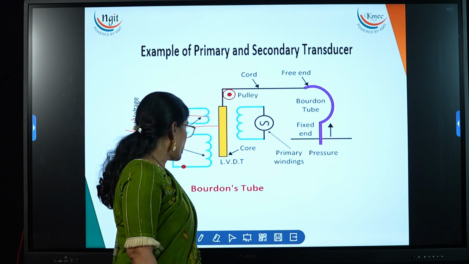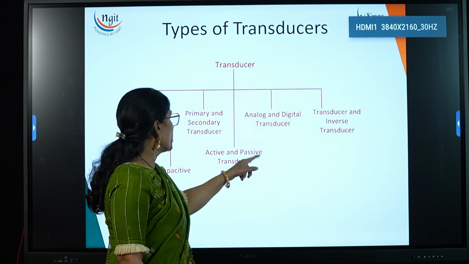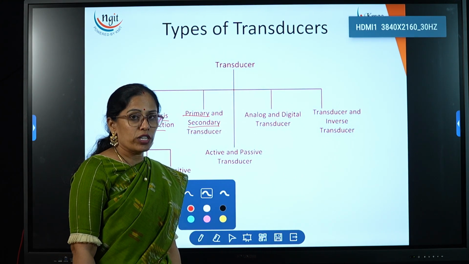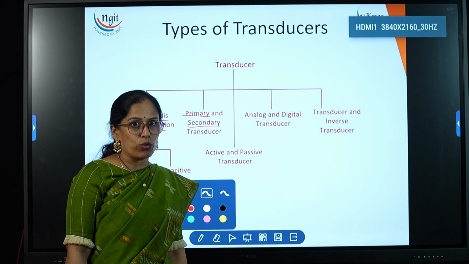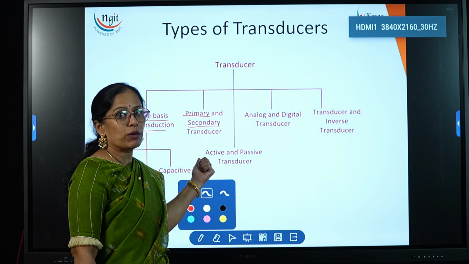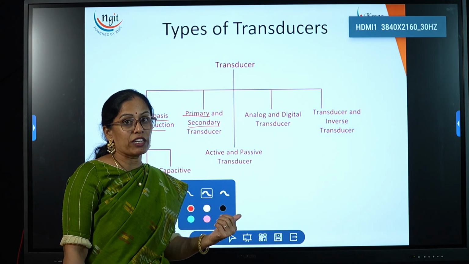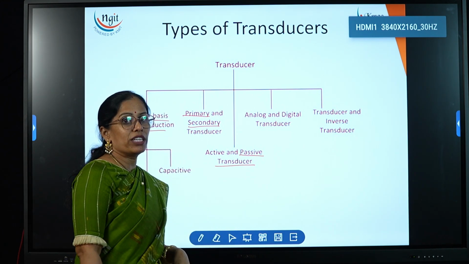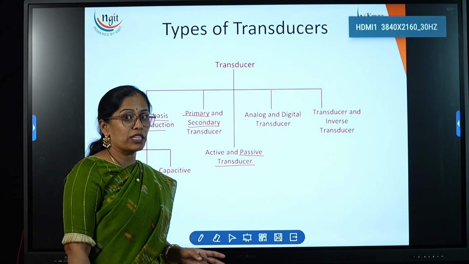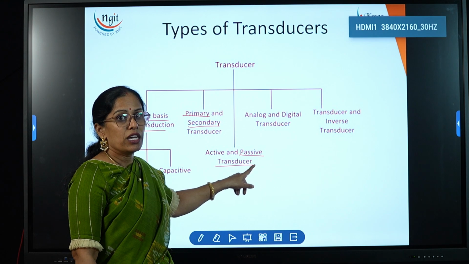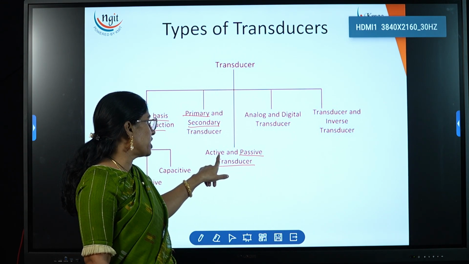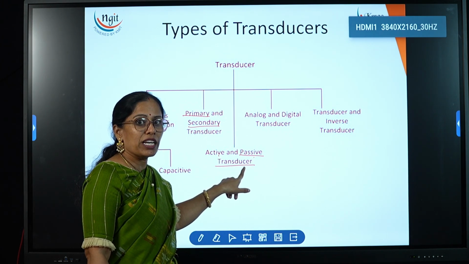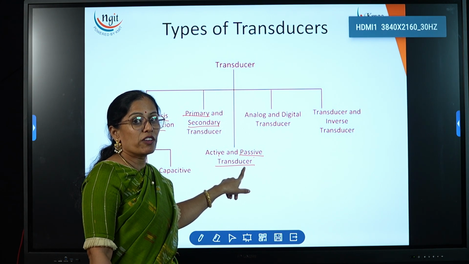The next one is active transducer and passive transducer. An active transducer doesn't require any external voltage supply to give the output electrical quantity. So it will directly sense the physical quantity and give the output as an electrical quantity. Coming to the passive transducer, the output is not directly an electrical quantity, so to convert that output into an electrical quantity it requires an external battery. So an active transducer doesn't require any external battery to give the electrical output, while a passive transducer requires a battery to give the electrical output.